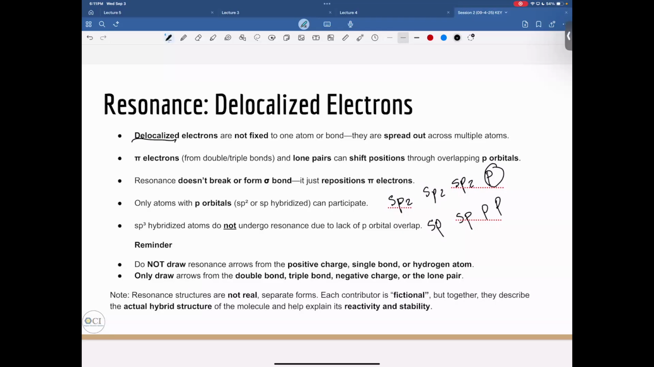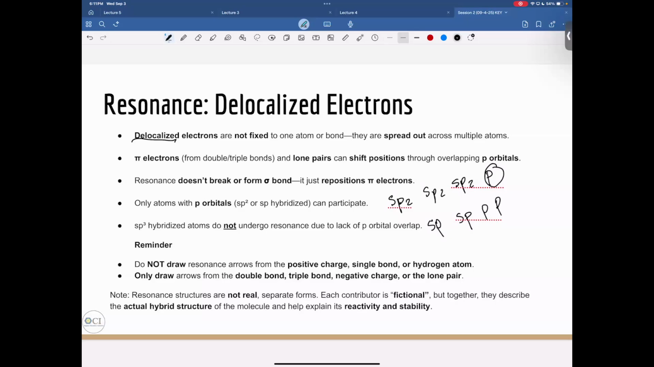These all have a surplus of electrons. And on the opposite end, things like positive charges, single bonds, or hydrogen atoms don't have a source of electrons they can share, so they can't participate in resonance. Well, I mean, they can, but you can't start your arrow pushing mechanisms from those.